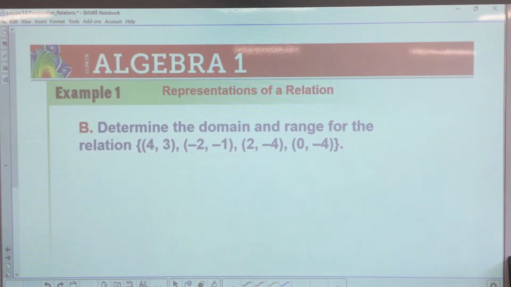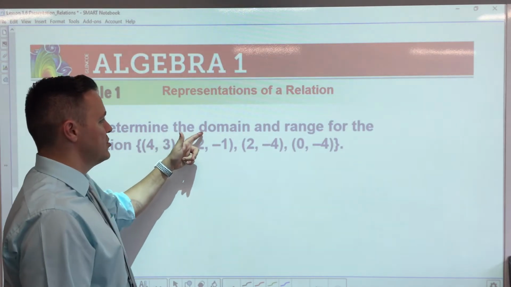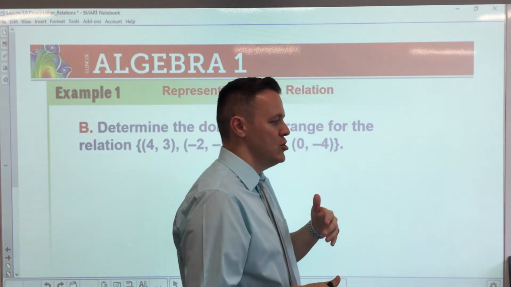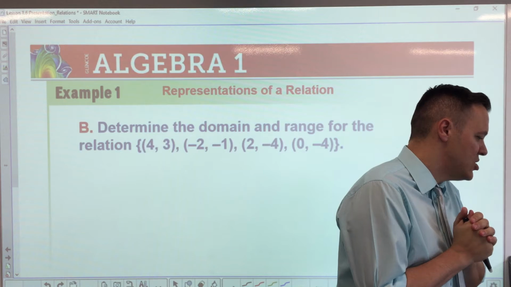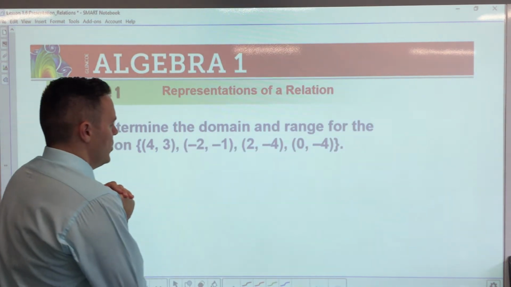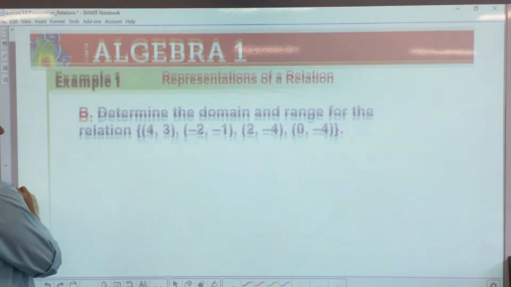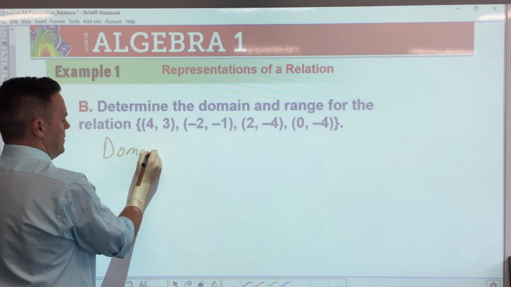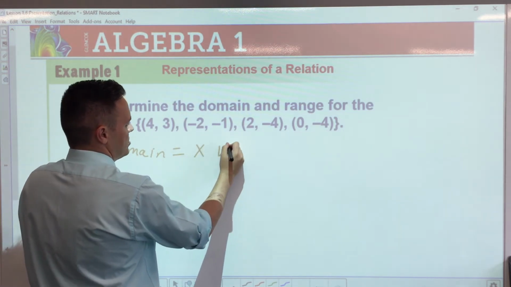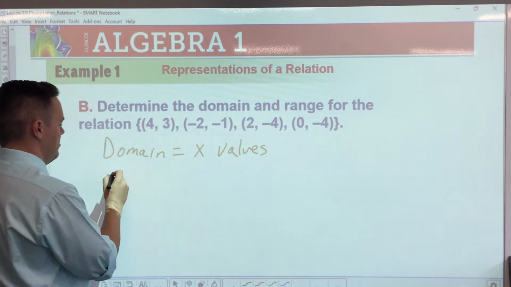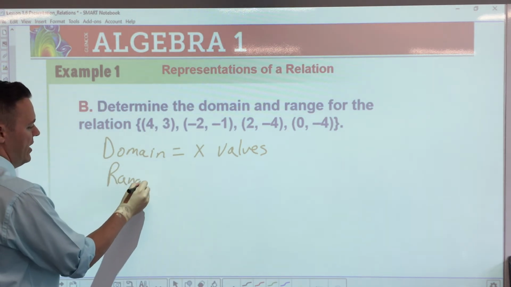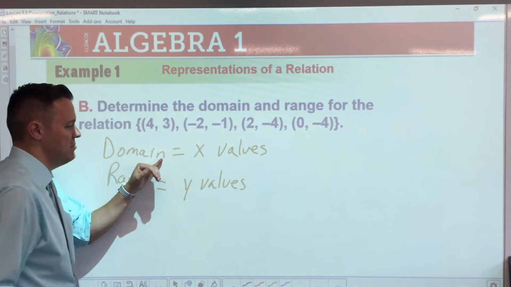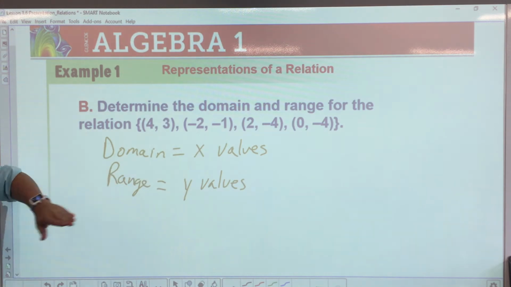All right. Now, ladies and gentlemen, what I want to make sure you do is determine the domain and range for a relation. If you look on page 43, it gives you a different example. But on my example, what is the domain? Remember I said the domain equals x values. It's important for you guys to remember that. And the range equals y values.